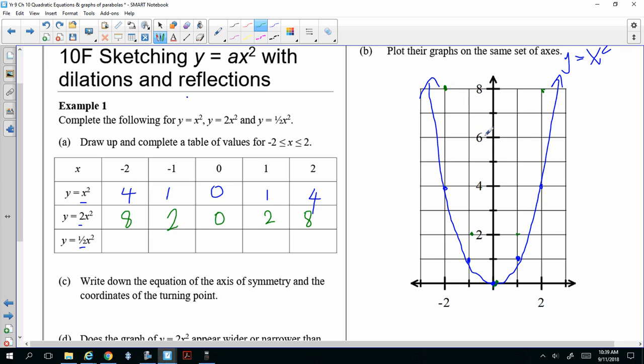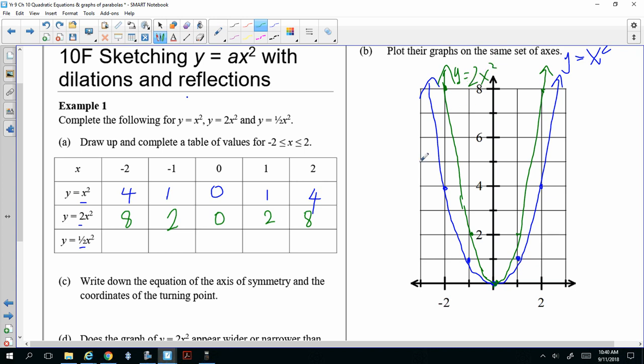So you know the difference between them. Let me just join the dots. So this is y equal to 2x squared. Can you see it gets more narrow as a result of having a 2 in front?